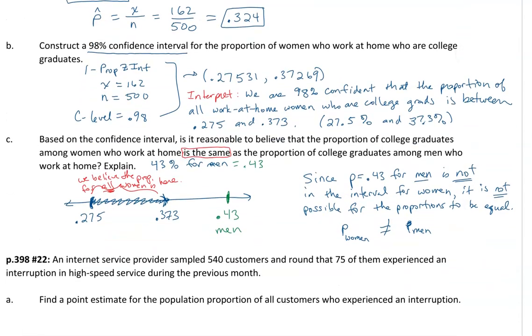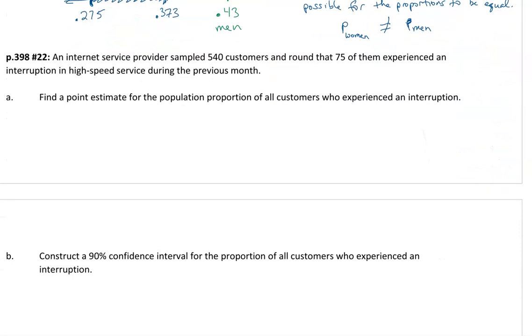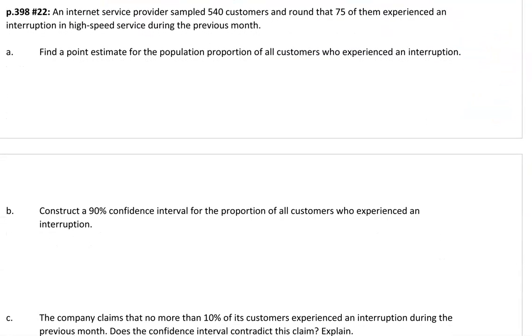Okay, I think we can fit another example in here and still keep the video from getting too long. So here's our next example, page 398, number 22. An internet service provider sampled 540 customers and found that 75 of them experienced an interruption in high-speed service during the previous month. So letter A, find a point estimate for the population proportion of all customers who experienced interruption.